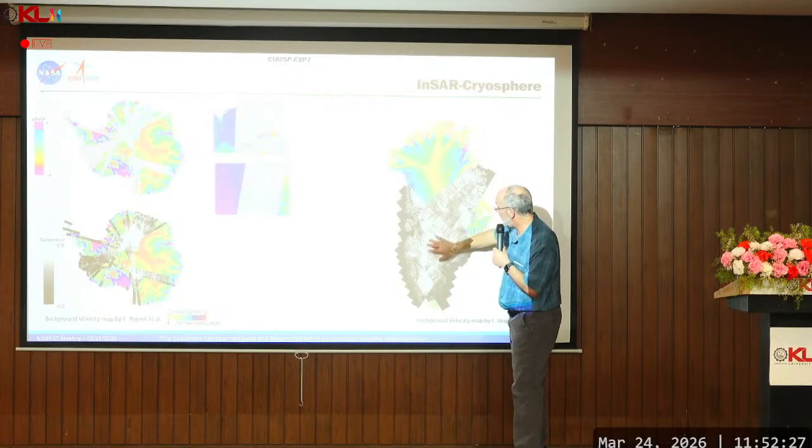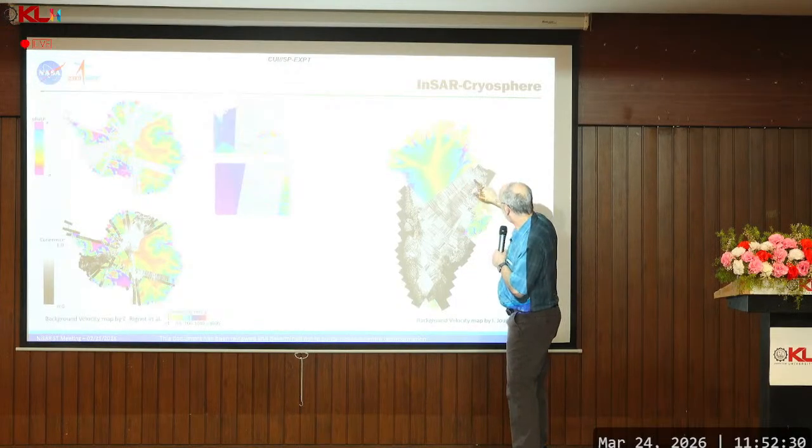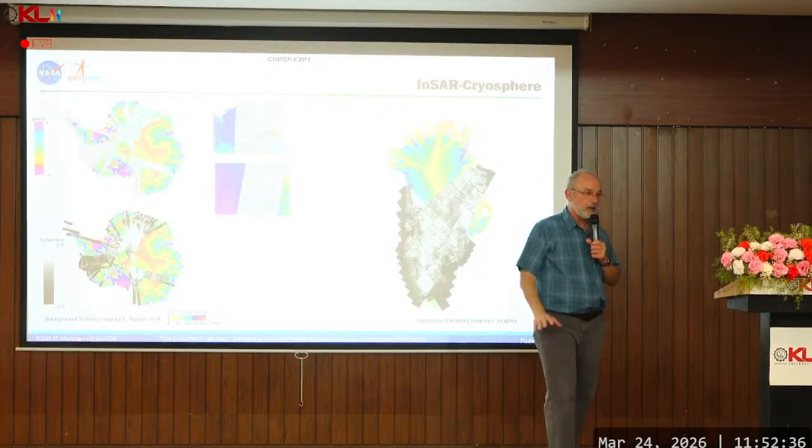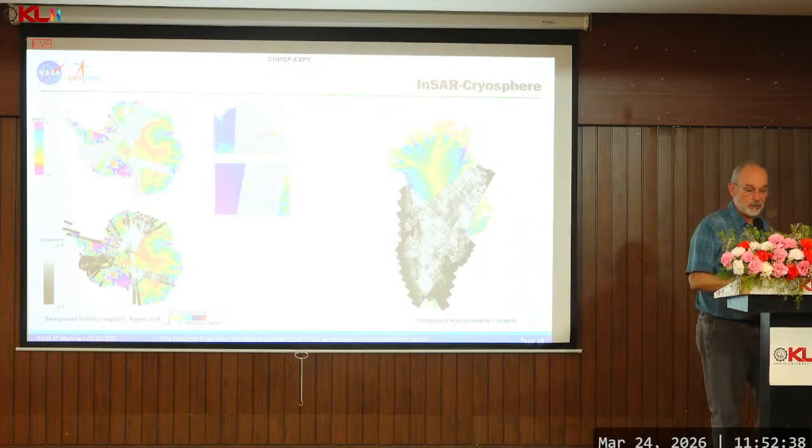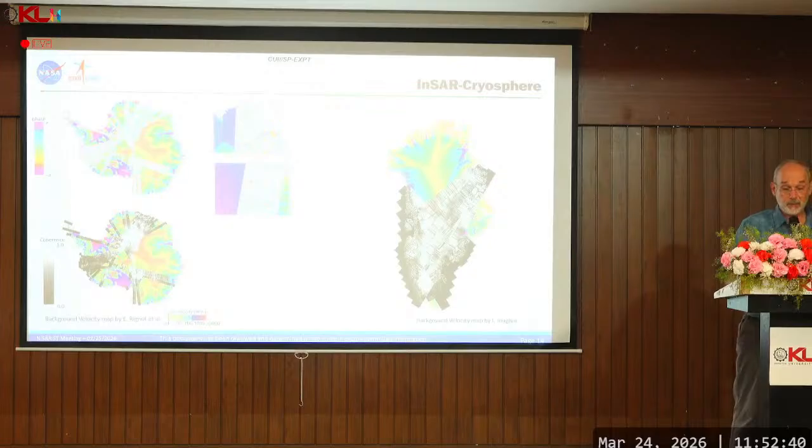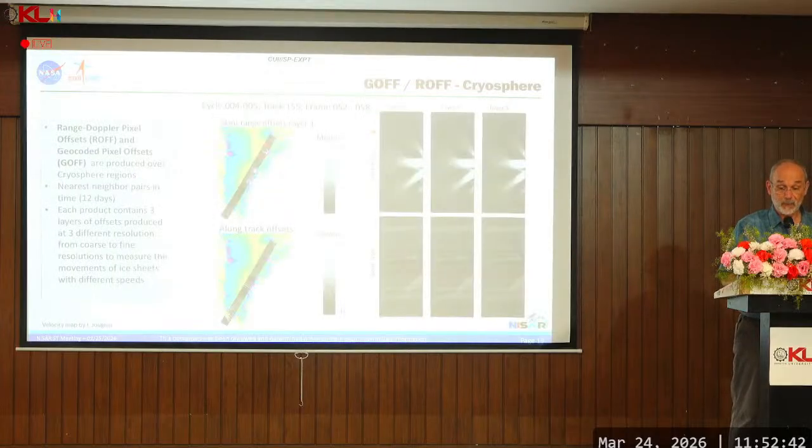In Greenland, this is the correlation. All this streaking is due to the ionosphere. Not a great thing, but the scientist who works on this is very happy with the data despite that.